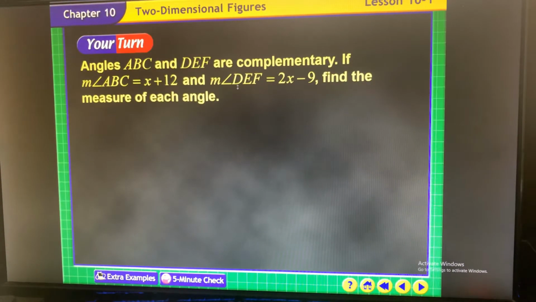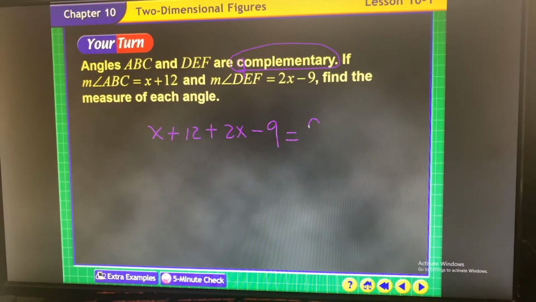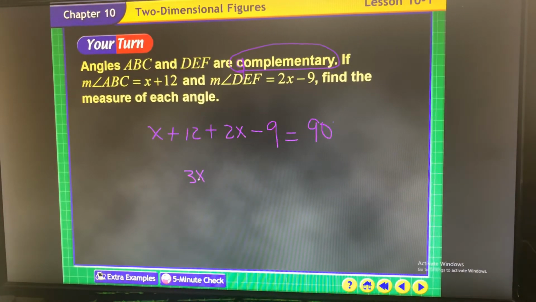Same process here, but this time it's complementary. And remember what I said about complementary? That's 90 degrees. So it's going to be x plus 12 plus 2x minus 9 equals 90 degrees. Just try not to get those two mixed up. So I have 3x, and this is where I would wait for you to give me your answer on the next, but you're not there.